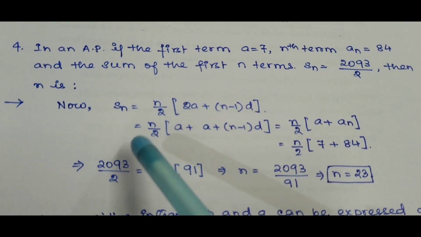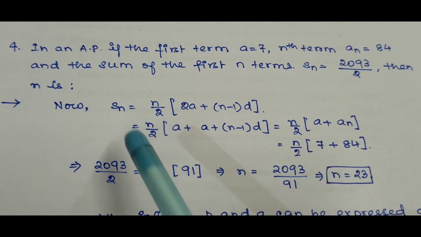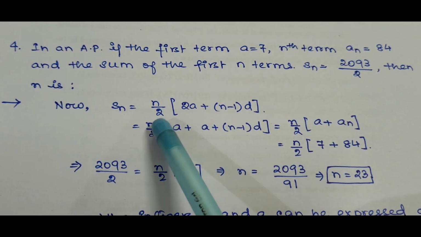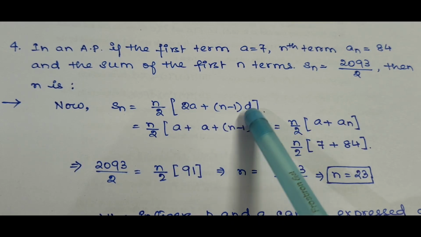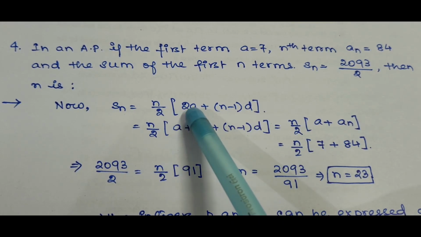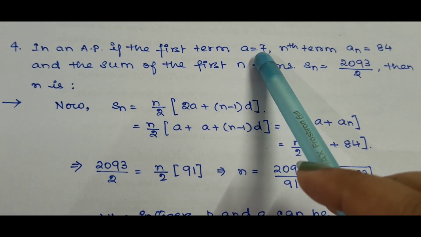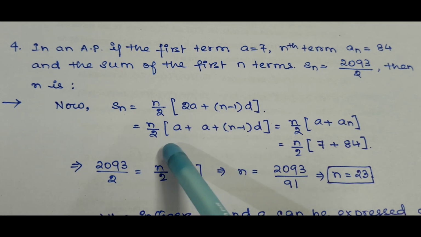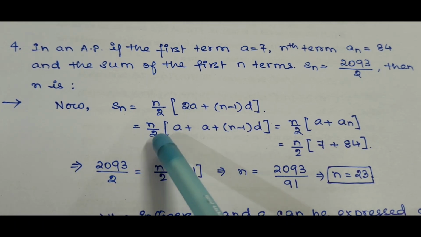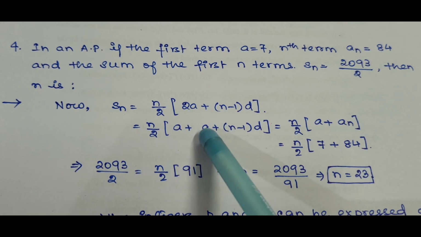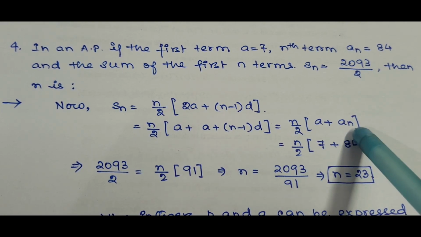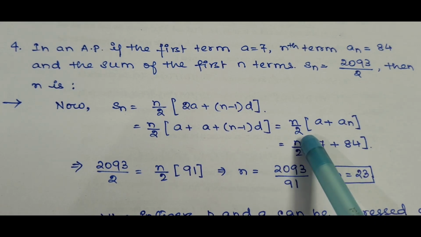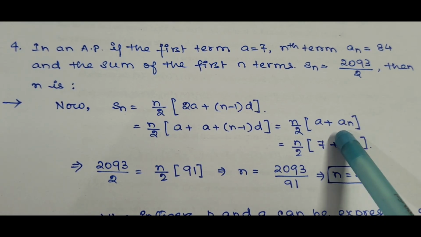Now we know that the formula for Sn is n by 2 into 2a plus n minus 1 into d, where d is the common difference. Here a is the first term, which is given to us, and n is the number of terms. So we can write this 2a as a plus a. So we have n by 2 into a plus, a plus n minus 1 into d. Now this a plus n minus 1 into d, this whole thing is actually an. So we have Sn is equal to n by 2 into a plus an, the first term plus the nth term.